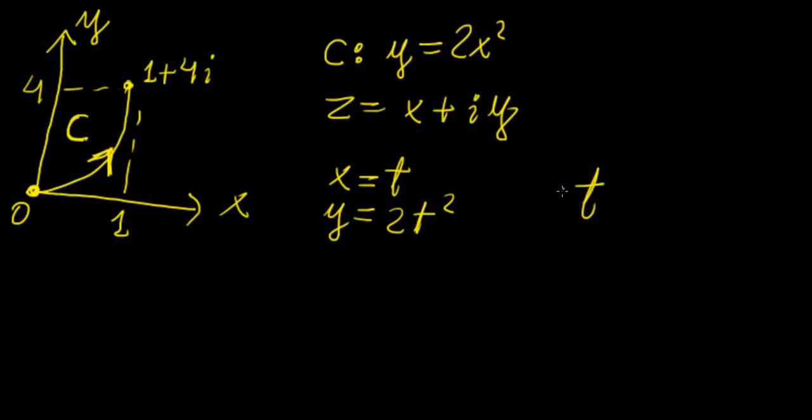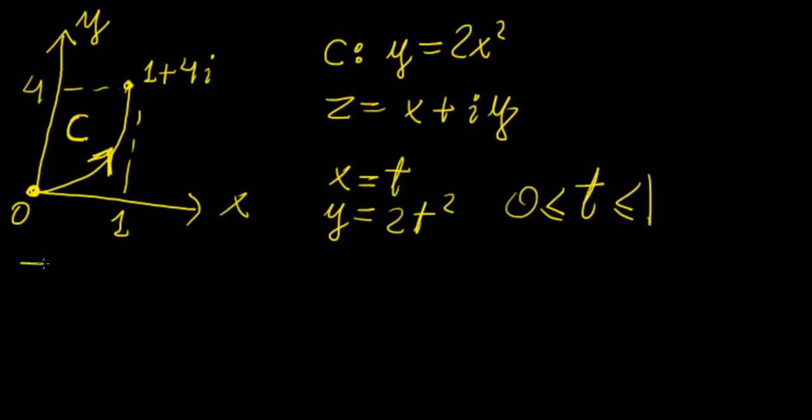Now remember, the limits of t, the parameter, when we're taking a parameterization of a curve, are going to be the same limits as the independent variable, and in this case that is 0 and 1. Because the independent variable is x, so the limits of integration are going to coincide with x in this case. So now we have defined this.